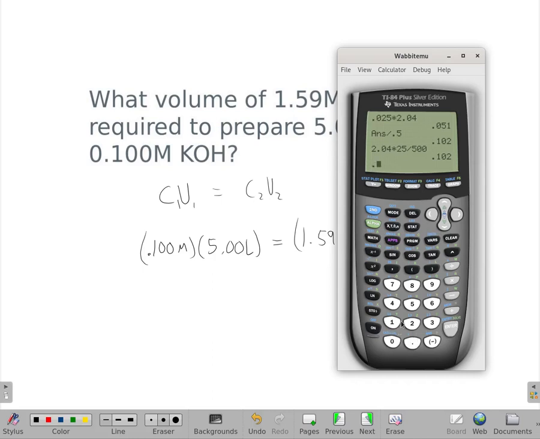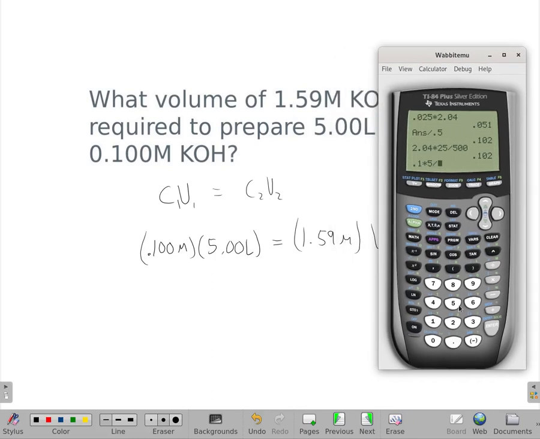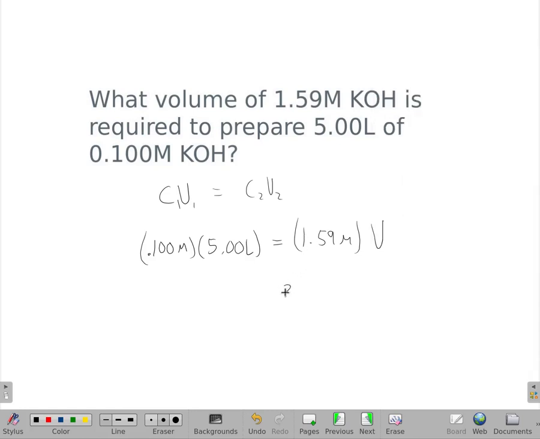So 0.1 times 5, and then divide it by 1.59. This tells us that to make 5 liters, we want 314 milliliters of that stock solution. So you take that 314 milliliters, put it in a container, fill that volume up to 5 liters, and you'd have that 0.1 molar solution.